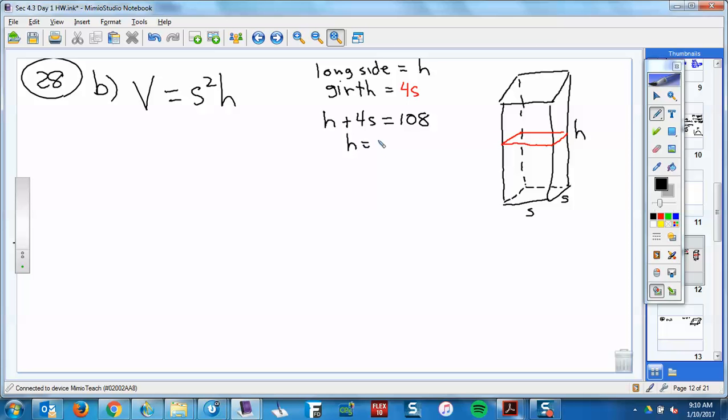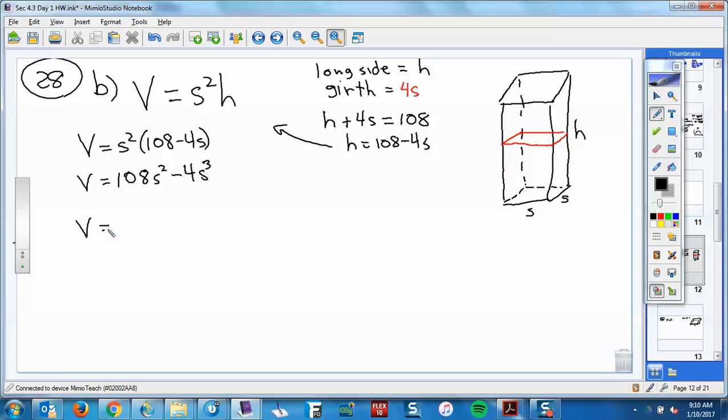So I would solve for H, and I don't have to divide by 4. That'd be better. So let's solve for H. That'd be 108 minus 4s. Let's put that over there. So I get v equals s squared times 108 minus 4s. I can distribute that. I get 108s squared minus 4s cubed, right? I'm going to do my v prime, and I'm going to have a list.